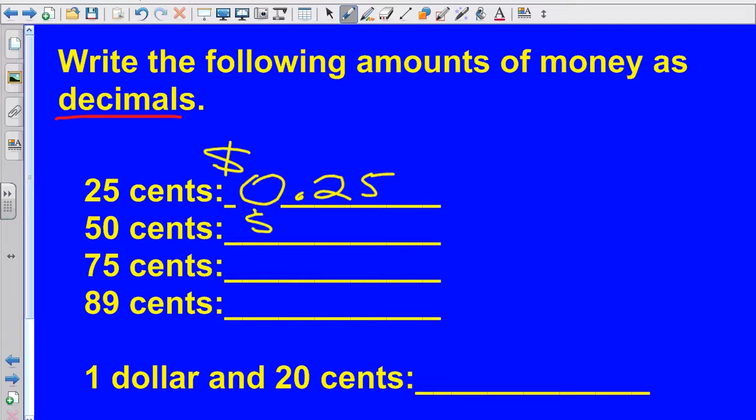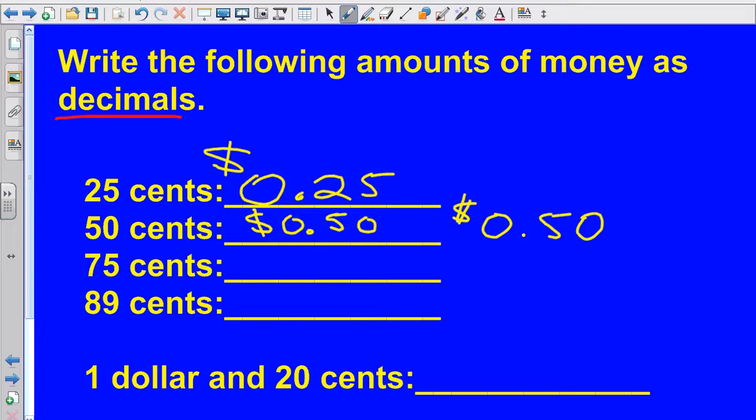All right, 50 cents, Sydney. Dollar sign, 0, decimal, 50. Now, could you also have written 0.5 like this? Well, no, that's still 50 cents because this is in the tenths place, all right? But when we work with money, we always put in 2 decimal places, whether there's anything there or not. This is saying we have 5 in the tenths and 0 in the hundredths place.